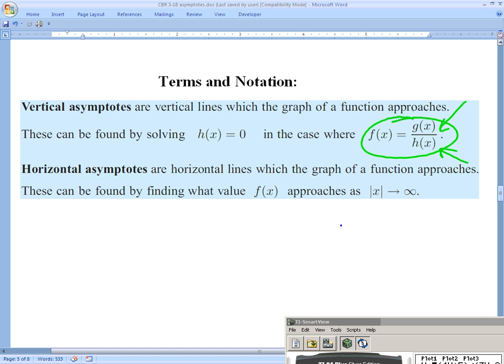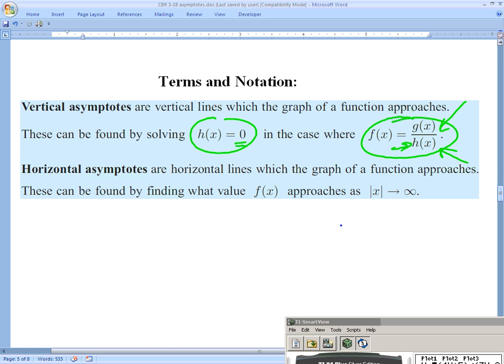So we can find a vertical asymptote by taking h of x, which again is this denominator here, and setting it equal to 0. As we know, we cannot divide by 0, so whatever value would make our denominator 0 is something that we can approach, but we cannot actually ever reach. And that's what makes a vertical asymptote, at least in this case.